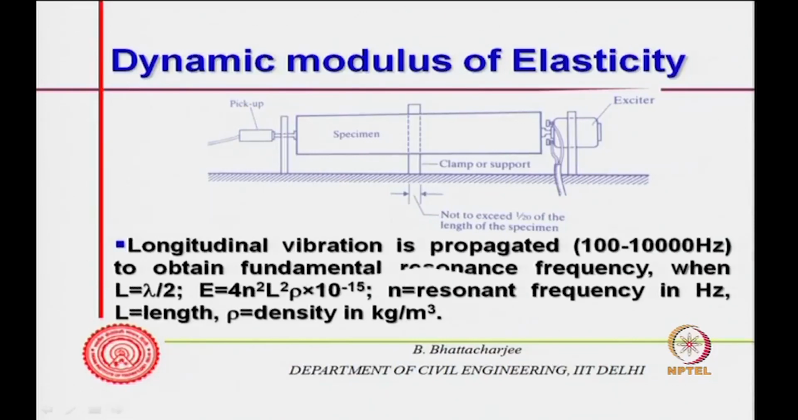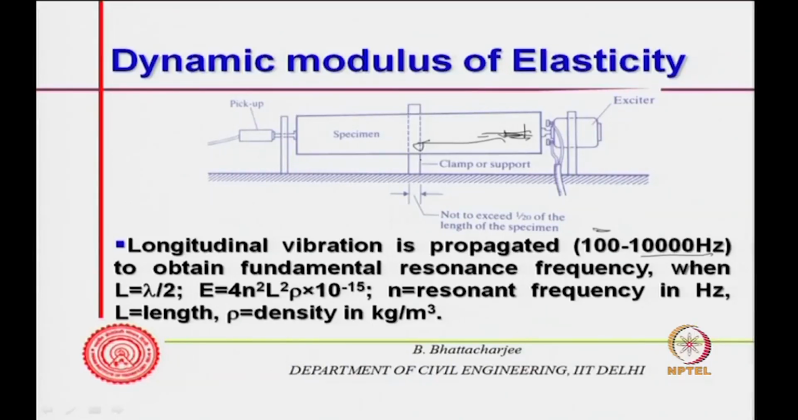Longitudinal vibration is propagated, so you will have vibration along this direction, longitudinal vibration. So, compression and rarefaction will be travelling along this direction, and from 100 to about 10,000 hertz, in this range you make it propagate, and you will get the fundamental resonance frequency when lambda is equal to 2 L. So, when the wavelength is equal to 2 L, where L is the length, or L is equal to lambda by 2, at that time resonance would occur.